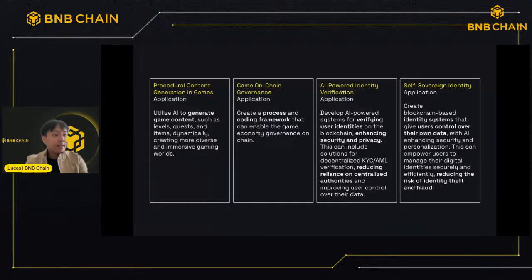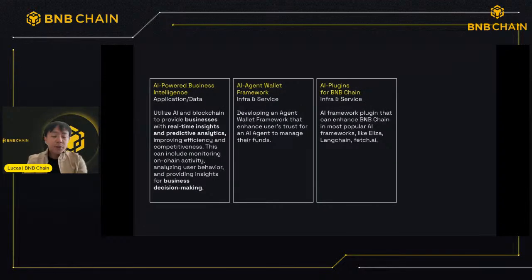Number 8 is the self-sovereign identity. Imagine you want full control over your digital identity, but current systems rely on centralized authorities that can misuse or leak personal data. The last three challenges in the AI track is the AI-powered business and data intelligence.